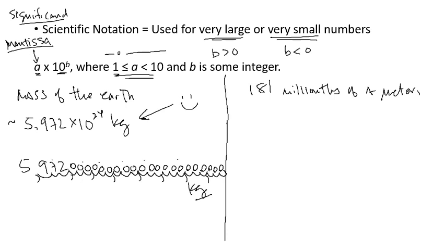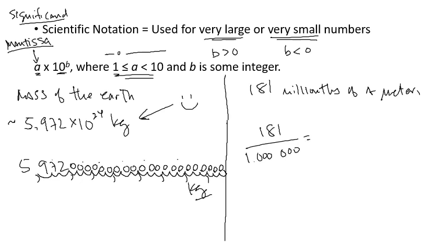So now this is a little bit different because now we have the number not in scientific notation form, and we want to put it into that form. So we've got 181 millionths. So we know it's 181 divided by a million.